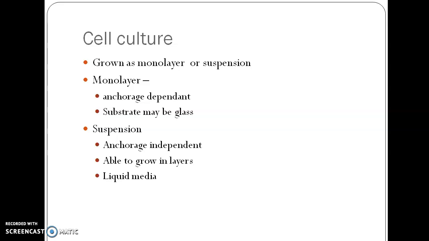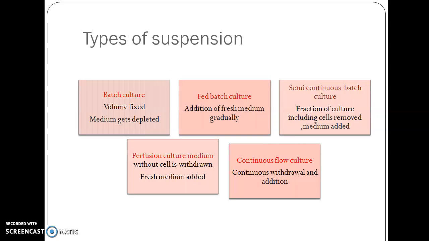Monolayers are anchorage dependent, that is they need a surface or substrate to adhere to, so they are able to proliferate. Substrate may be glass, like borosilicate glass like Pyrex, etc., or even plastic like polystyrene, polyethylene, etc., or metals like stainless steel, titanium, etc. Suspension cultures are anchorage independent and are able to grow in layers of several cells thick, and are grown in liquid media and are of different types.